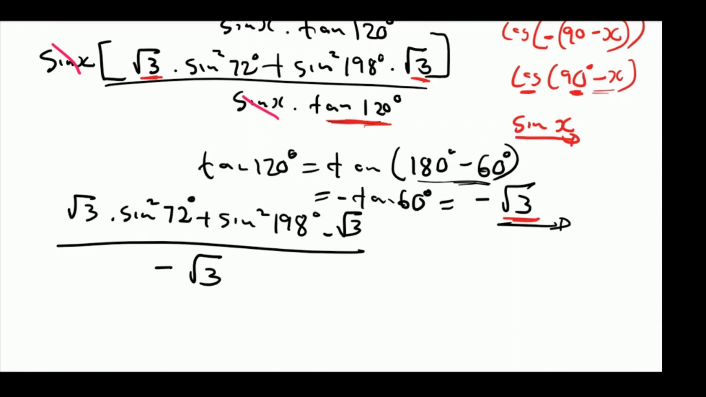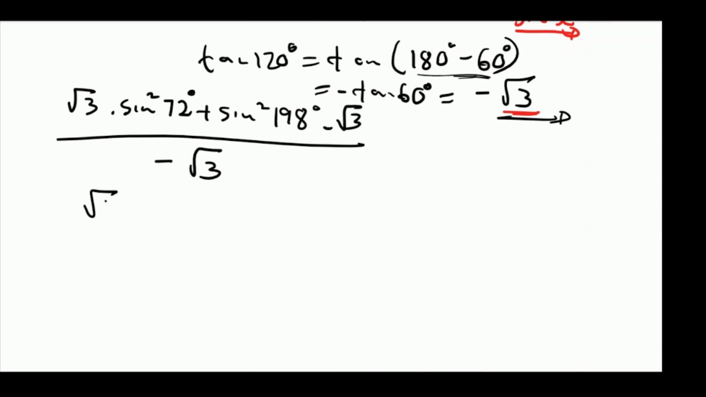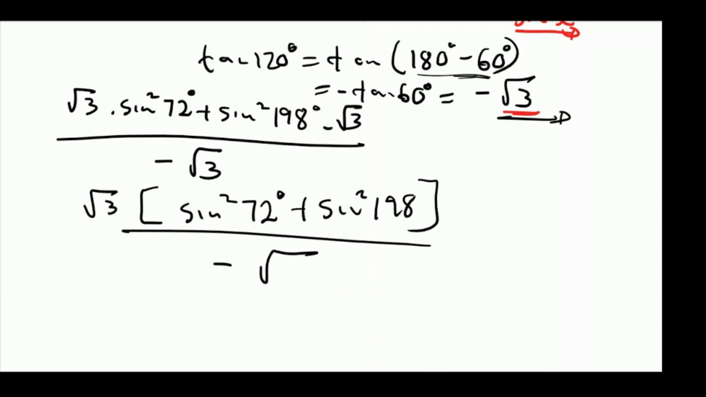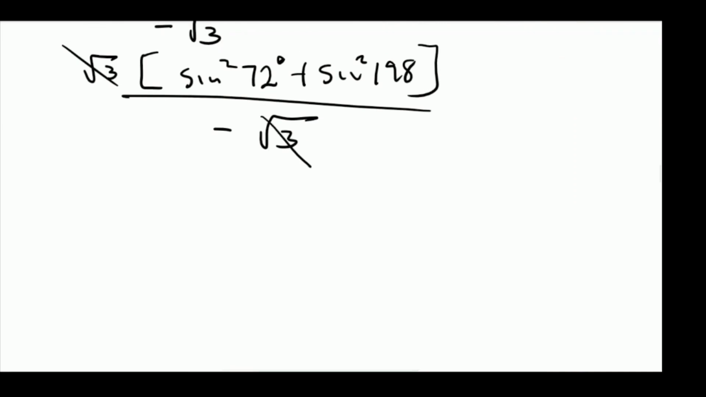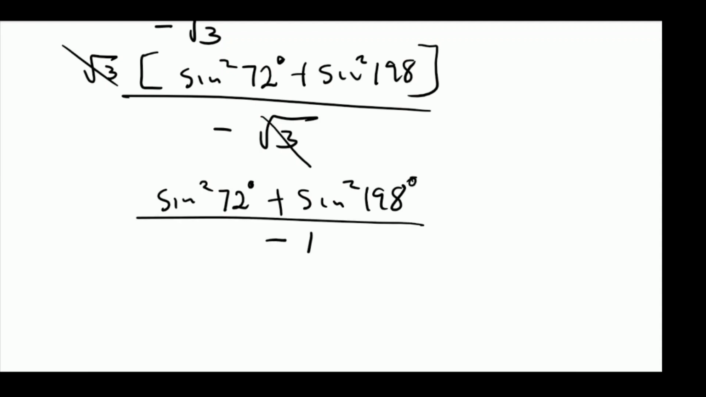Then let's factorize this root of 3 and eliminate it. So root of 3 into sine squared of 72 degrees plus sine squared of 198 divided by negative root of 3. Then this root of 3 will cancel out, so we'll remain with negative. So it's going to be sine squared of 72 degrees plus sine squared of 198 degrees divided by negative 1, right?